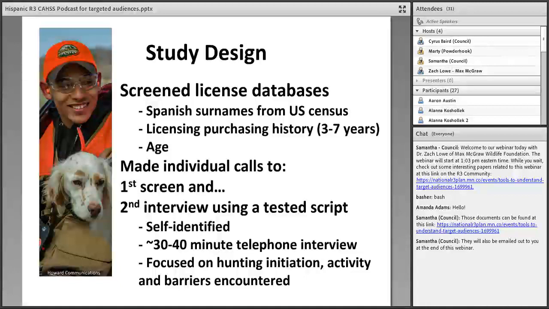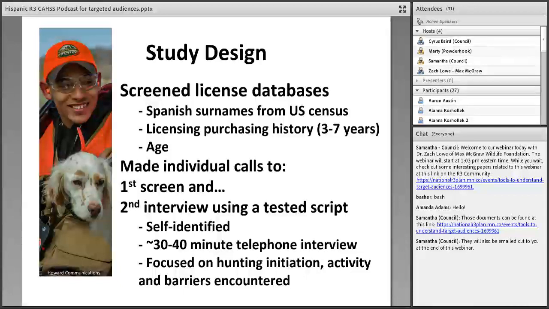The way we did that, we started by screening against Hispanic surnames. So we looked back at the last U.S. Census, and we took the top 100 Hispanic surnames as identified by the U.S. Census Bureau. We then screened that against a couple of select states for their license purchasing history. So we asked the states to pull those Hispanic surnames and put that in a database.